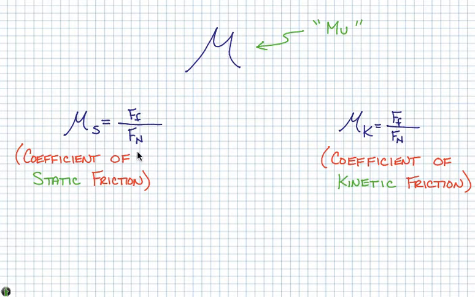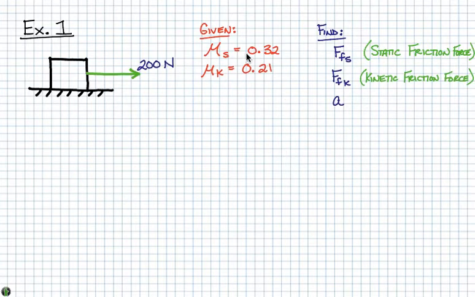The difference is that for the static coefficient of friction, it's the static frictional force, and for the kinetic coefficient of friction, it's the kinetic force. So that's the amount of friction statically that you must overcome to move the object, and the amount of friction kinetically that resists the object currently in motion. So we know that the static coefficient of friction is 0.32, and the kinetic coefficient of friction is 0.21. What they're asking us to find is the actual static force of friction and the actual kinetic force of friction.